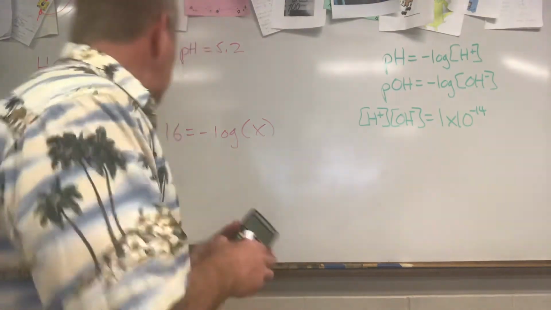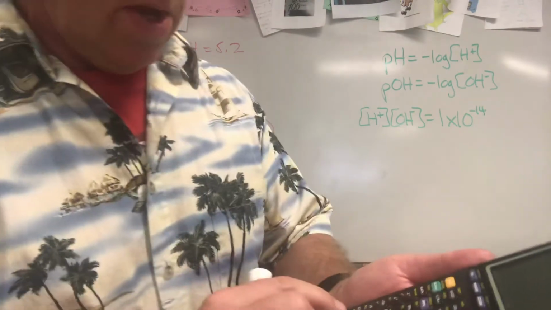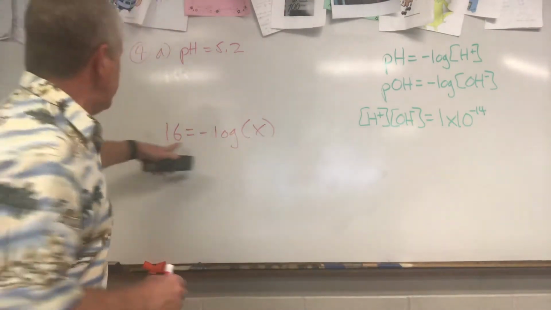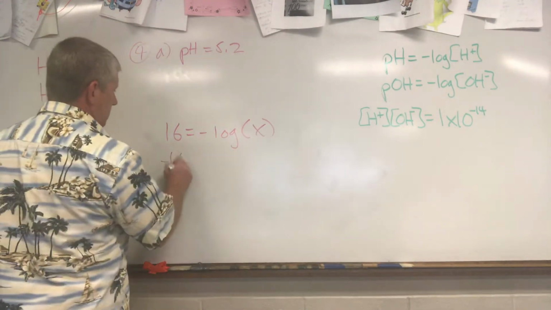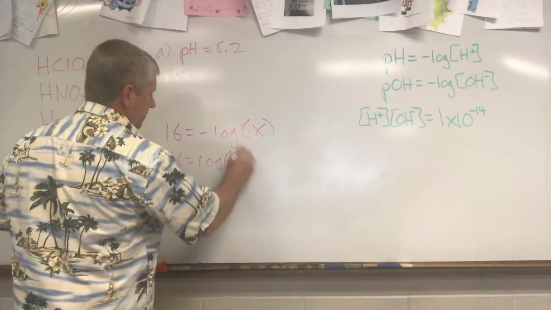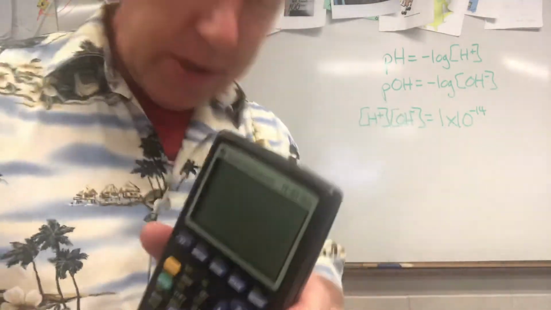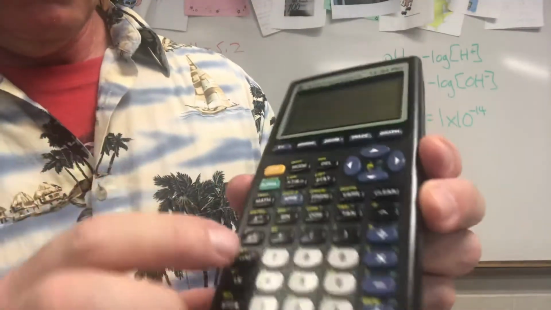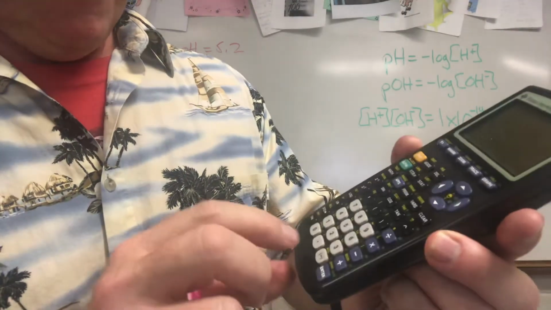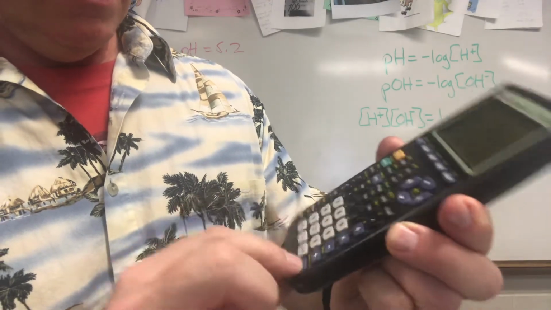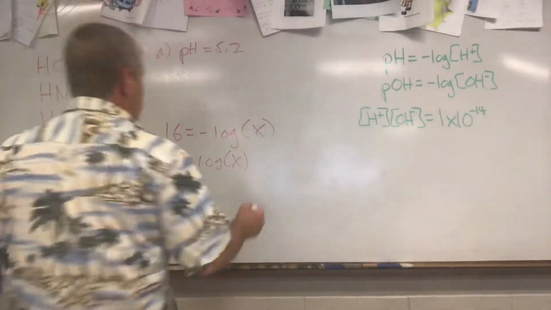Let's do it. Logs are exponents. Okay, so let's go ahead, distribute this. Negative 16 equals log x. Get the anti-log first. Second function log. I know I'm making myself sound old. I am old. But when I say anti-log, so second function log, negative 16. Enter. Boom. I already knew that. 1 times 10 to the negative 16 is the concentration.